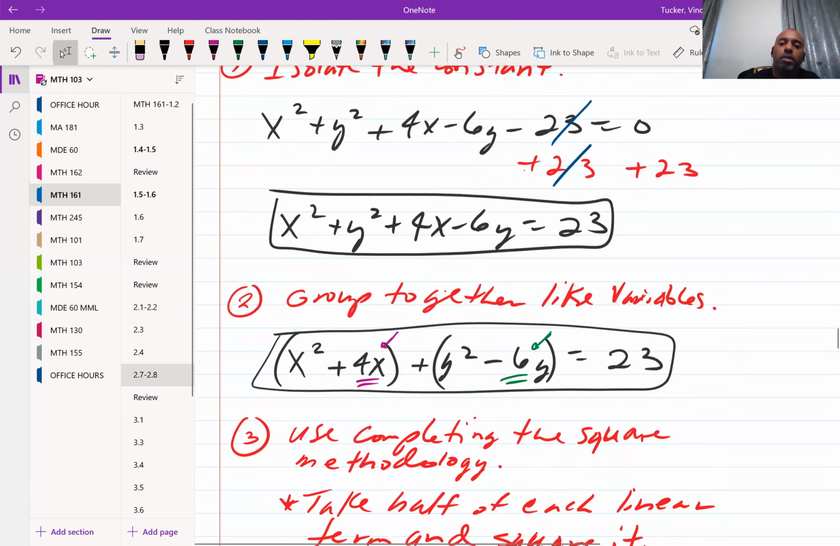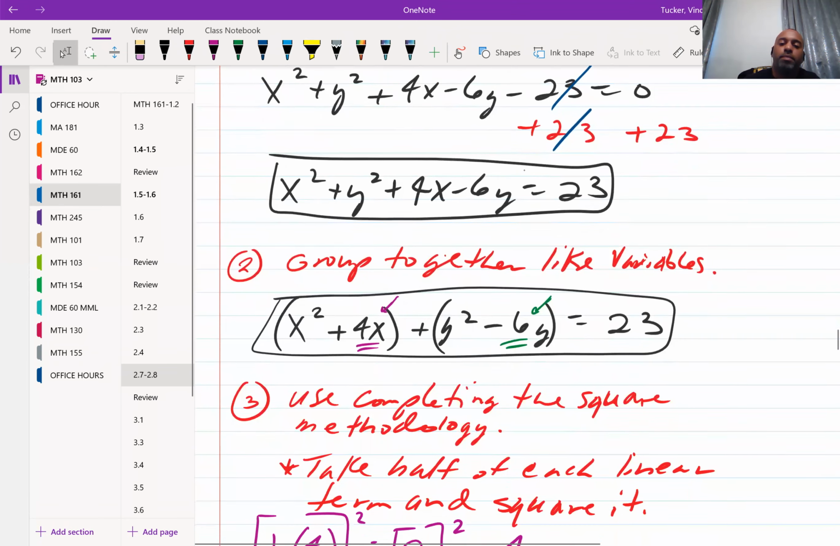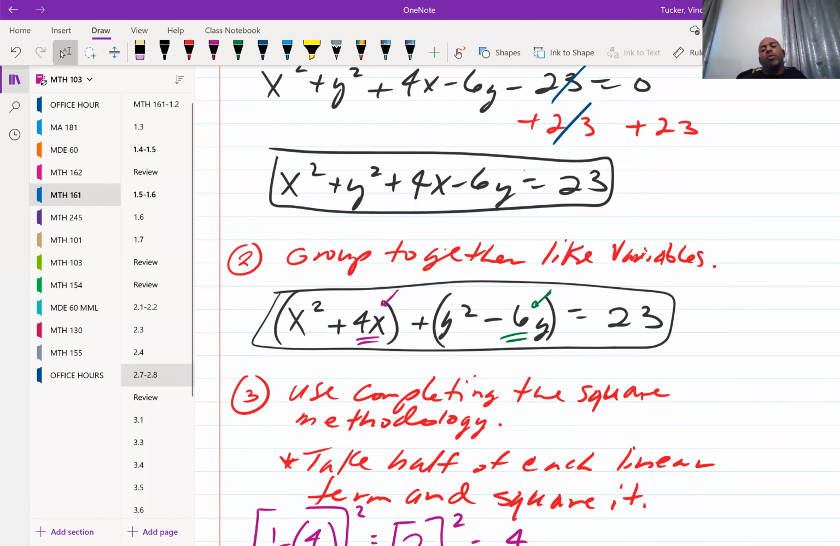So we're done with step 1. Next, we're going to use the completing the square methodology. We're going to take half of each linear term and square it. So we're talking about the 4 and the 6. We're going to take half of each one of those and square it.